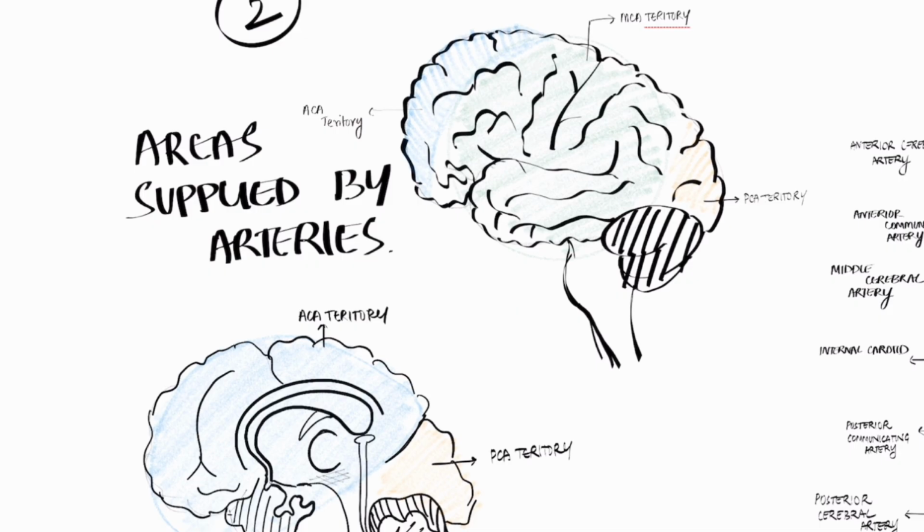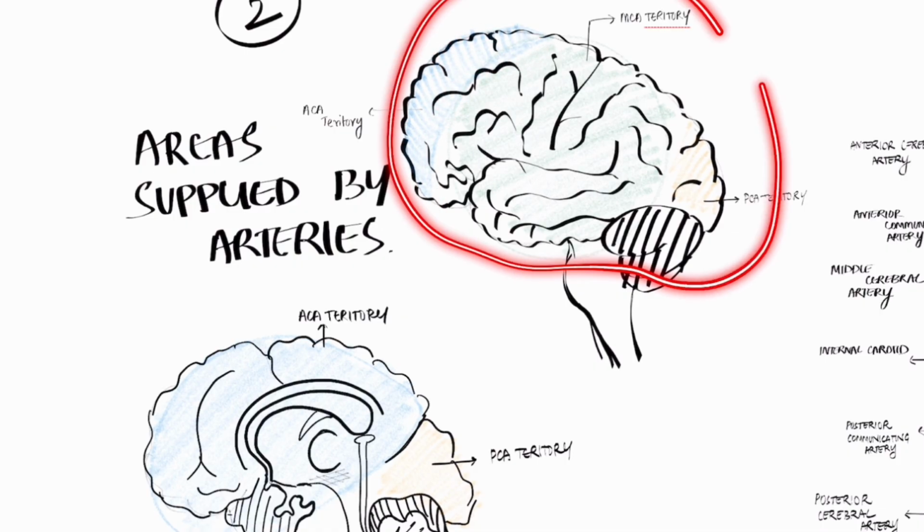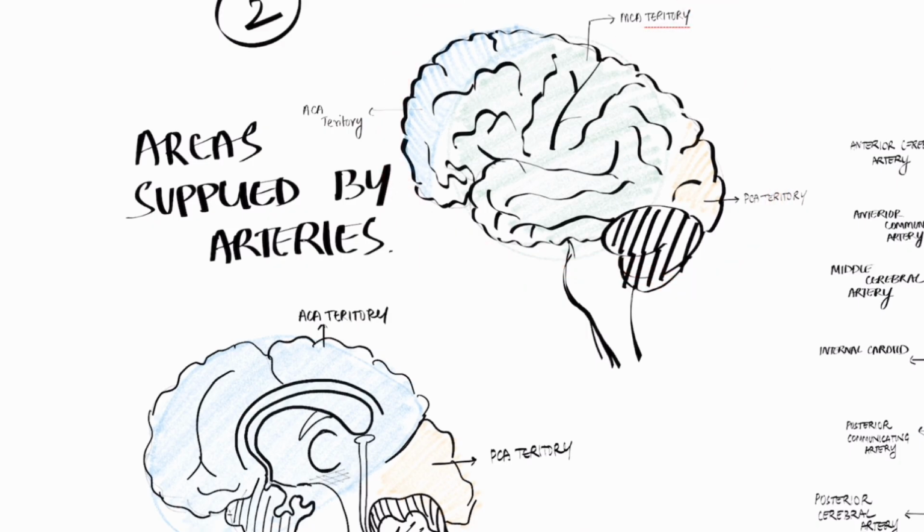Now when you look at the lateral aspect, a majority of the area is supplied by the middle cerebral artery. The posterior cerebral artery supplies the occipital lobe, and the anterior cerebral artery supplies a small portion of the frontal lobe here. So the lateral aspect majorly is supplied by the middle cerebral artery.